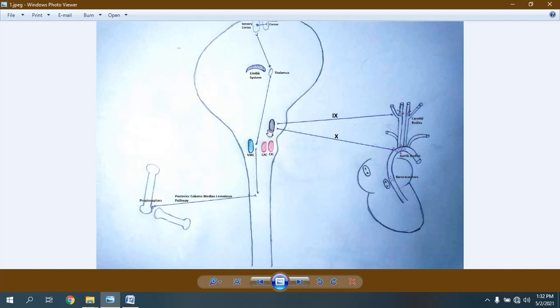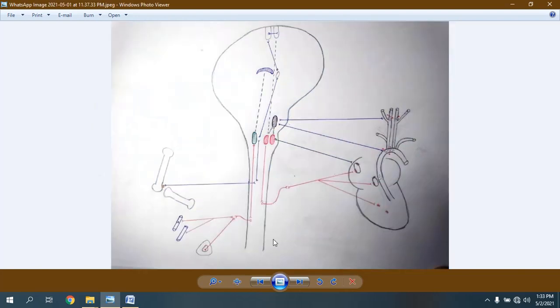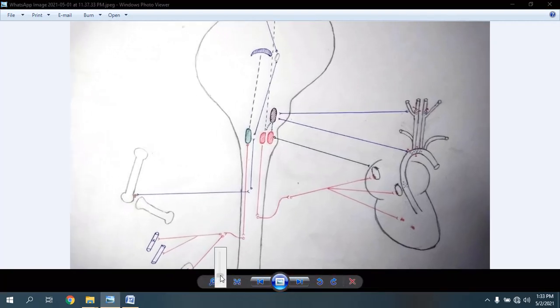When the tractus solitarius receives the information of high blood pressure, it will decide to decrease the blood pressure. How will it decrease the blood pressure? This tractus solitarius will activate the cardioinhibitory center. The cardioinhibitory center is for inhibition of cardiac function, and the cardioacceleratory center is for activation or acceleration of cardiac function. So the tractus solitarius will activate the cardioinhibitory center, and it will inhibit the cardioacceleratory center.